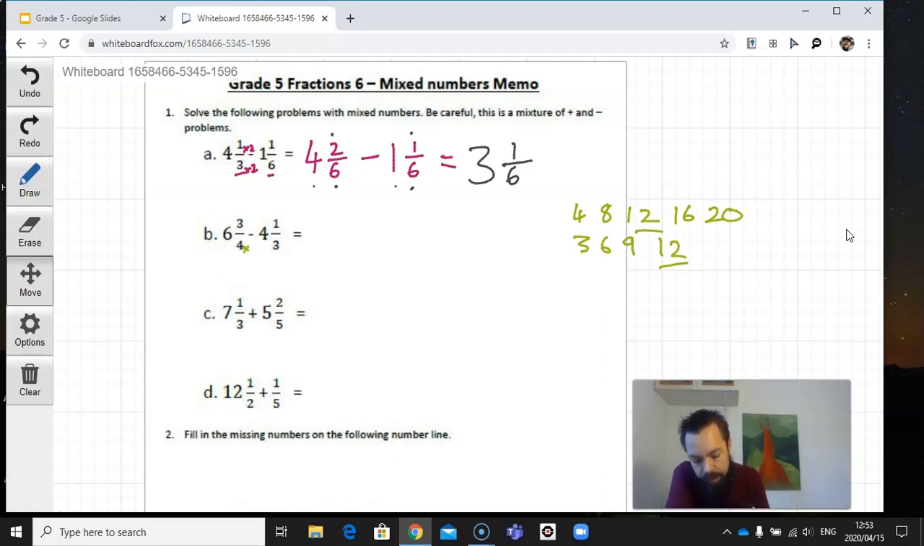To do that to the 4, I'm going to times by 3, which I must do to the top as well. And to do it to the 3, I must times by 4, which I will do to the top as well. Whole number stays the same. 3 times 3 is 9 is my new numerator. 12 at the bottom. Subtract 4 stays the same, doesn't change. Then my new numerator, 1 times 4 is 4, 3 times 4 is 12, and I have my new numerator.